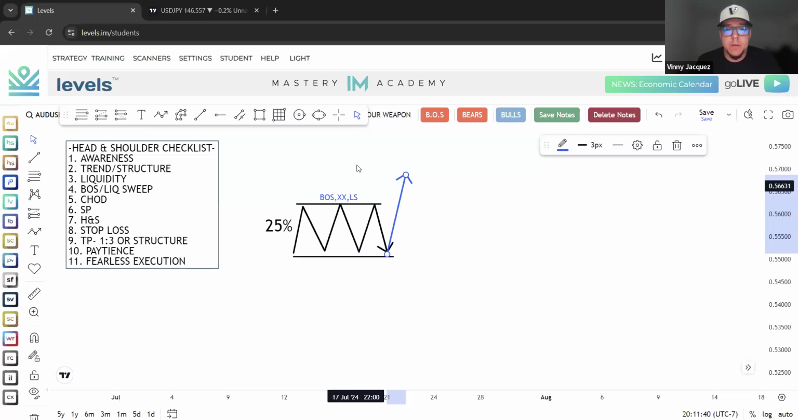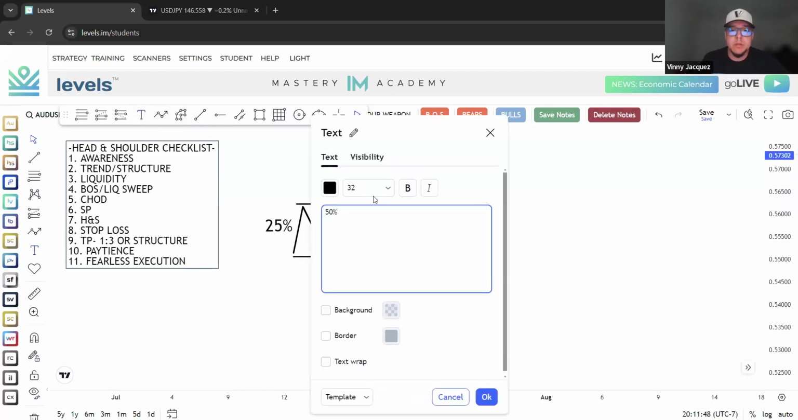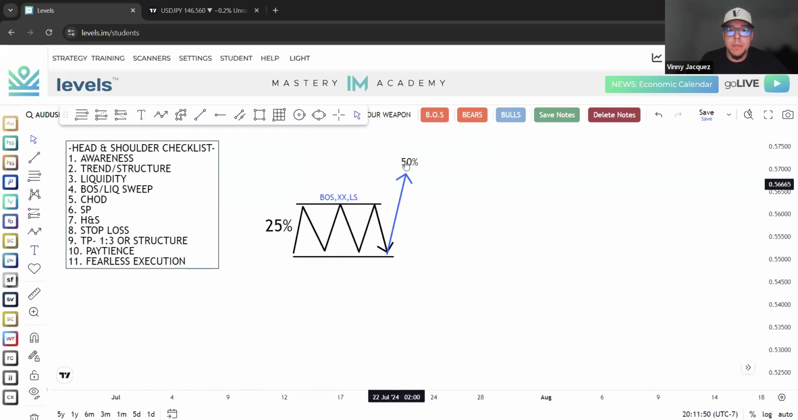So now, when we see the market clear this liquidity to the upside, this is going to be 50% of the head and shoulder setup, guys. What's this one at 32? All right, I'll put this at 32 too. Might as well. This is 50% of the setup, right? This is a good thing. Like I said, don't be too aggressive. We don't have to sell here if the market isn't clear, right?